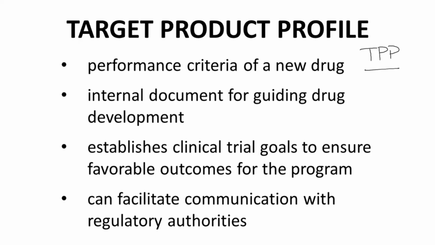A TPP starts as an internal document that establishes desired outcomes for the drug program and ensures that the new potential drug is meeting its desired goals as the project progresses. A TPP is most relevant for the drug development stage. Let's see the types of items that are addressed in a TPP.